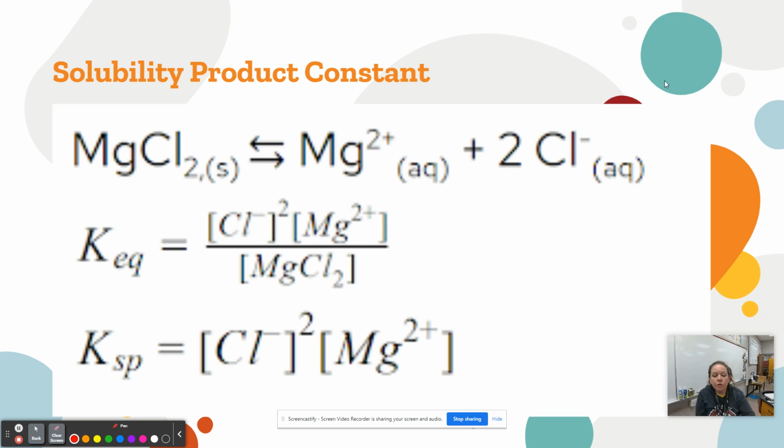Now, what you guys are going to do is go to Schoology, and there is a sheet that you have to balance the chemical equation, then you have to write the constant for the equilibrium, then you have to write the constant for the solubility product. I know that maybe seems redundant, but we need to practice and make sure that you guys got this before we move on.